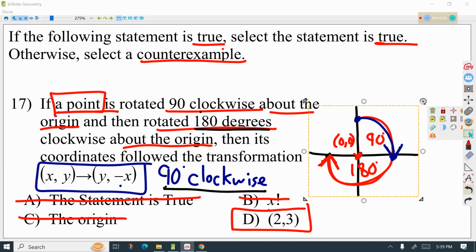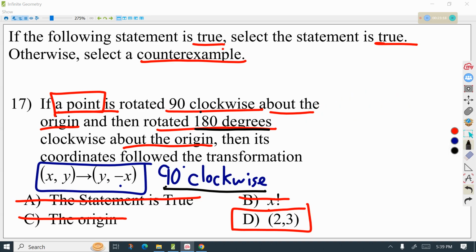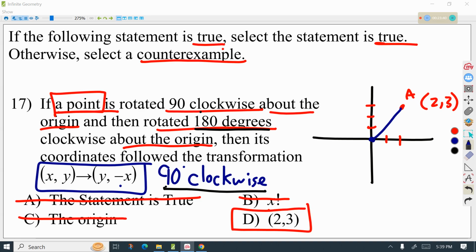Let's go do the actual problem and think about this. If I have my xy axis and I put the point 2, 3, there it is, the point A. If I take this point and rotate it 90 degrees clockwise and then 180 degrees clockwise, where does it end up? If I move it 90 degrees clockwise about the origin, we got a point there, and I have to move it there. So it's going to move this way 90 degrees.